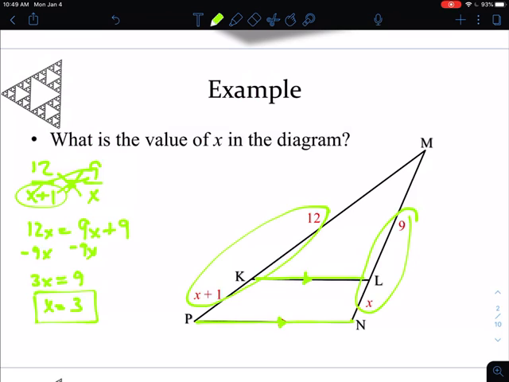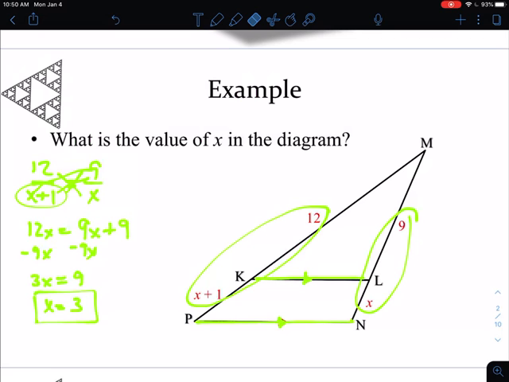Okay? And if I wanted to, just to make sure that I did this correctly, I could plug 3 back in. So 3 plus 1 would give me 4. And then 3 would just be 3. And now if I take 12 divided by 4, I get 3. 9 divided by 3 is 3. And so I see that if I divide, I get the same number both times. Okay? Now, another quick thing to note here.